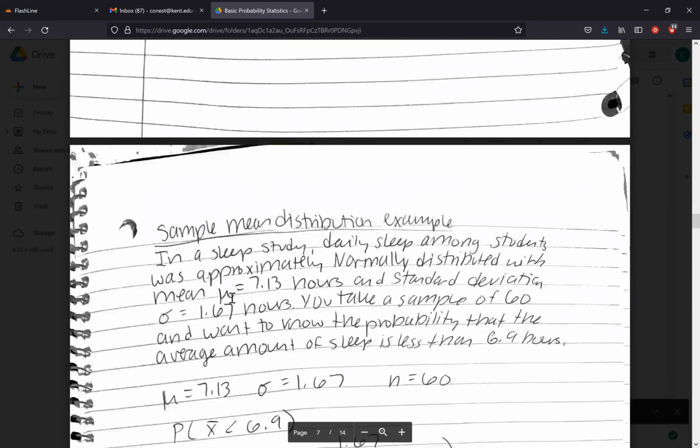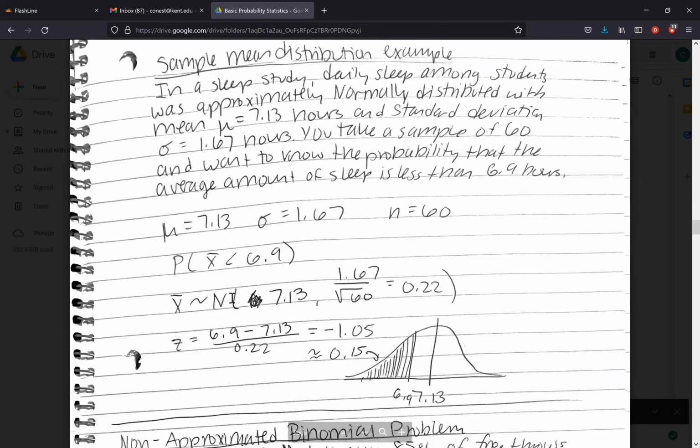I think I might have an example here somewhere. Yes. In the sleep study, daily sleep among students was approximately normally distributed with a mean of 7.13 hours and standard deviation 1.67 hours. You take a sample of 60 students and want to know the probability that the average amount of sleep is less than 6.9 hours. So it's important to write down what you know first. That will help you figure out what distribution you are going to need to use.